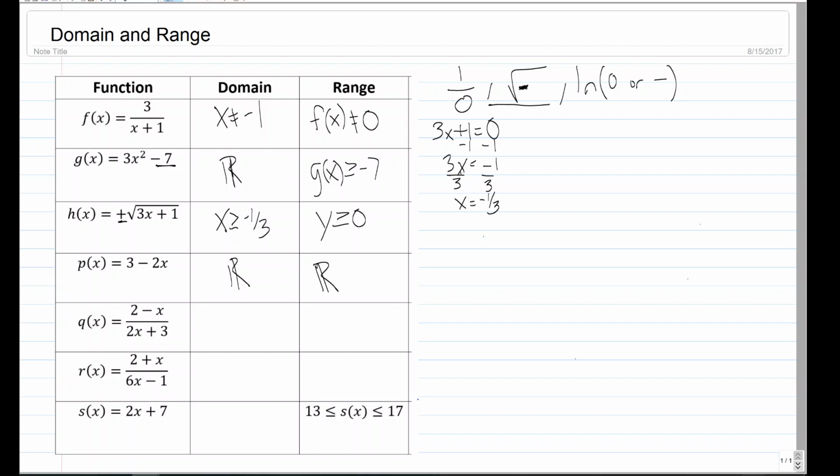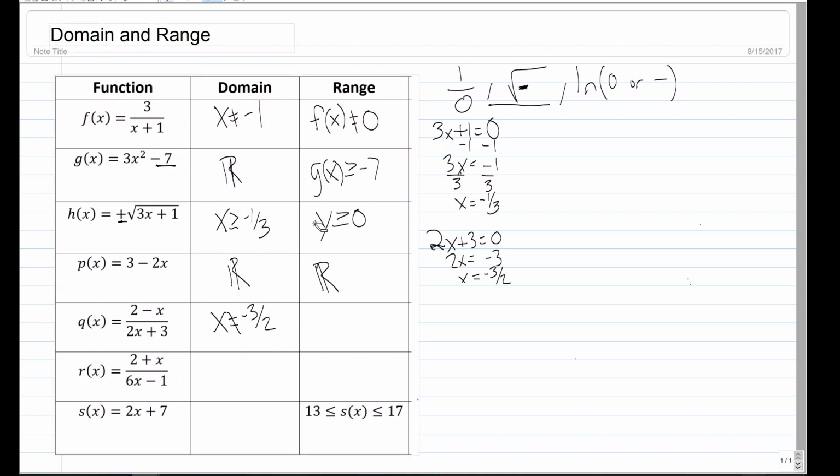Alright, next. Less easy money here, ish. So we got a fractional case here, so we got to figure out where the bottom's 0. So I come over to the right side here and I set 2x plus 3 equal to 0. Subtract 3 from both sides, divide by 2, and I get negative 3 halves equal to x. So x just can't be equal to that. It can't be negative 3 halves.